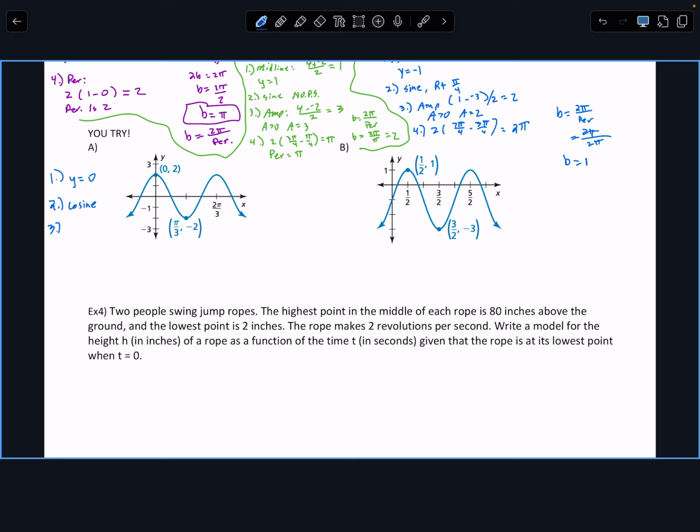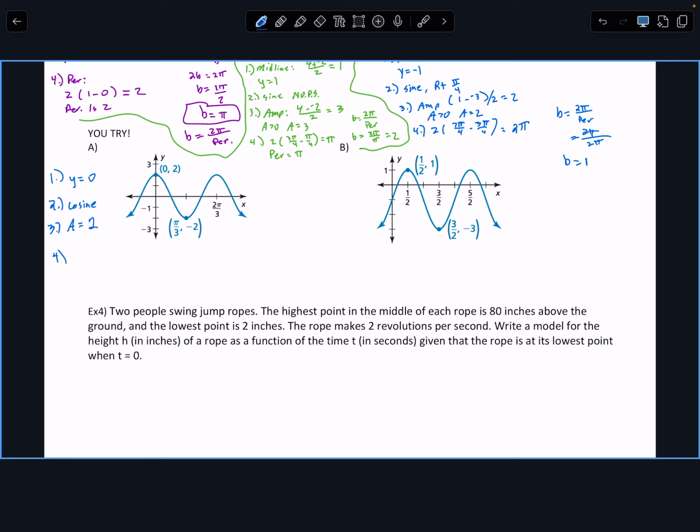And then for amplitude, the value of A is going to be 2. Max minus min is 4, divided by 2 is 2. And you can hopefully just see that because it's 2 above and 2 below. And it starts at the max, so A is positive.